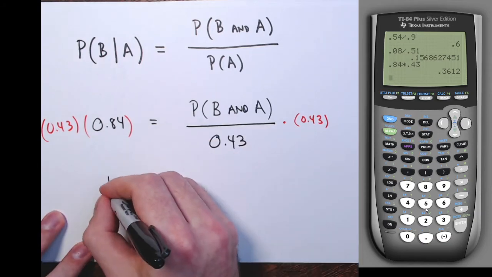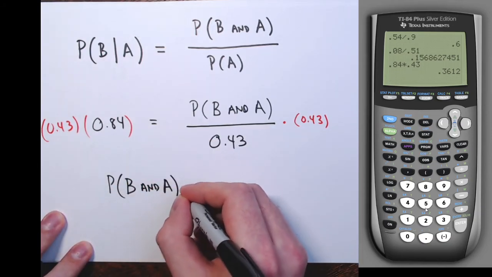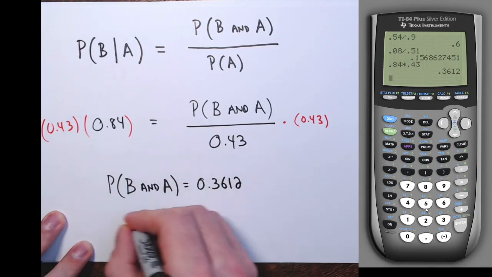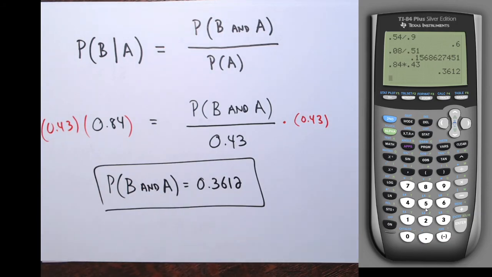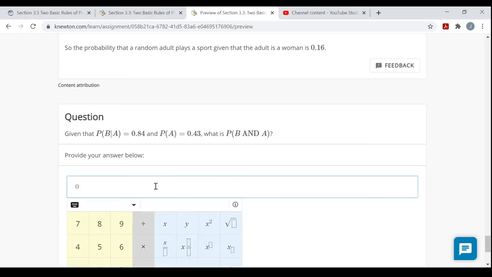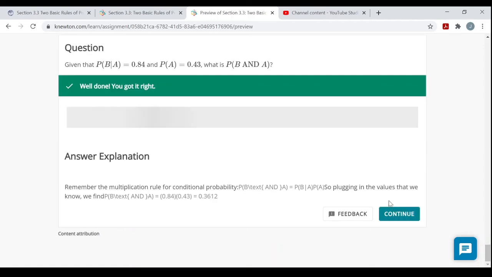So we get the probability of B and A alone is the product of these two, 0.3612. And that's what I'll enter. 3612. Great.